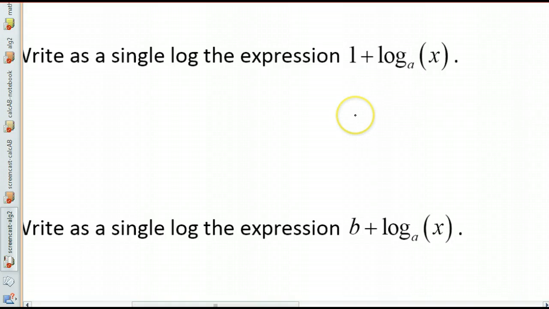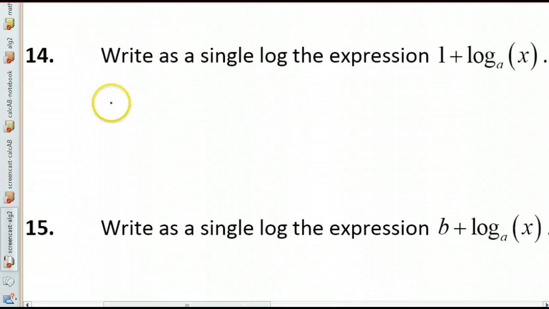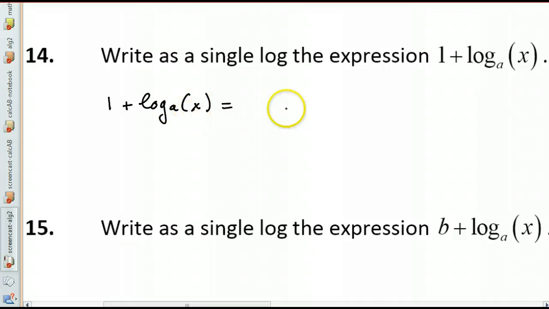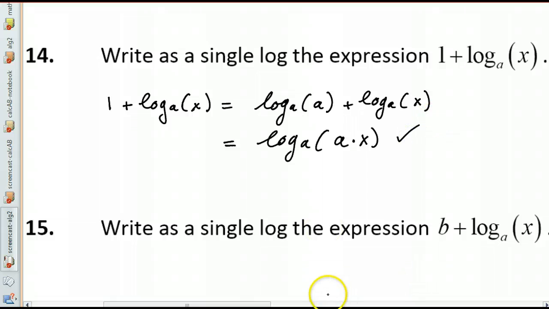Well, we're going to use a property of logs and we want to put them together. But before we do that, we have to rewrite 1. 1 plus log base a of x is the same as what? How do you write 1 in log base a? Well, you have to know your formula, right? So 1 is the same as the log base a of a, right? The log base a of a is 1 plus log base a of x. And now you have a sum of 2 logs. You can put these two together. That's a log base a of ax. Done. That's it. I wrote it as a single log.